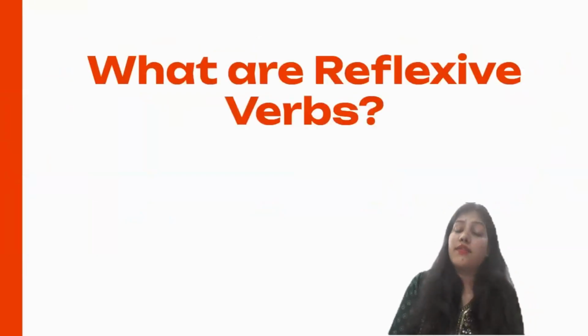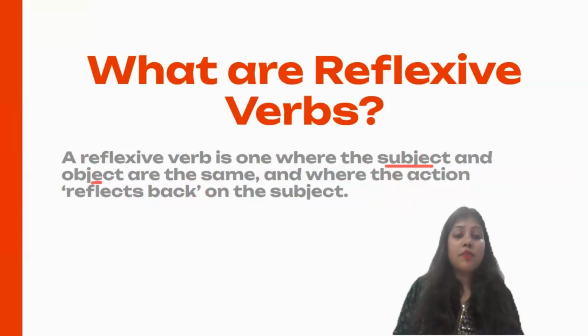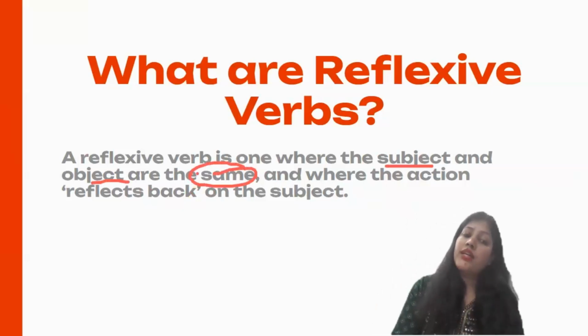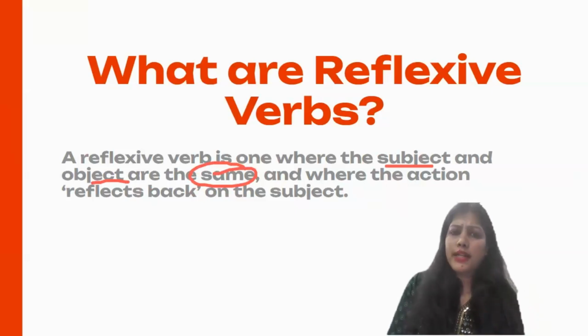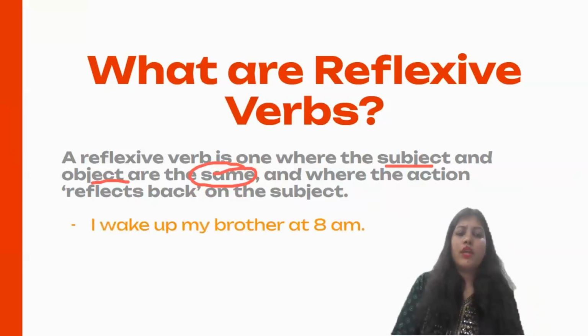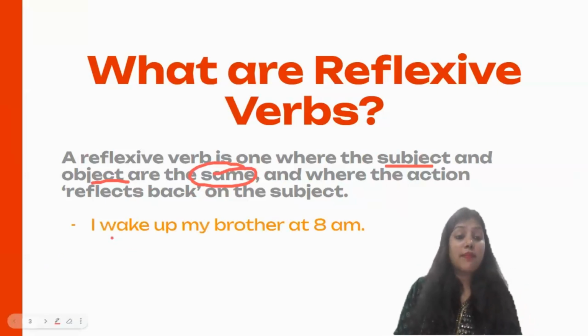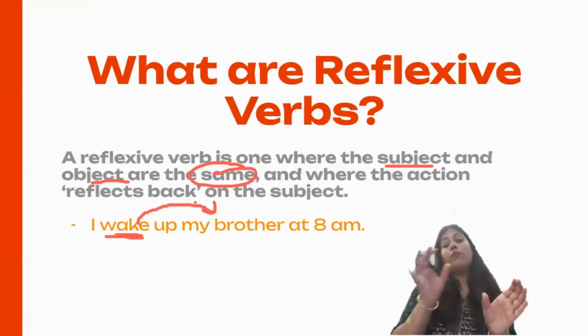What are reflexive verbs? What exactly are reflexive verbs? So a reflexive verb is one where the subject and object are the same. Meaning the action reflects back on the subject. So let's look at two sentences that will better explain the difference. So sentence number 1. I wake up my brother at 8 a.m. So what is the action here, children? Waking up. But who am I waking up? My brother. So here the subject is different, the object is different.